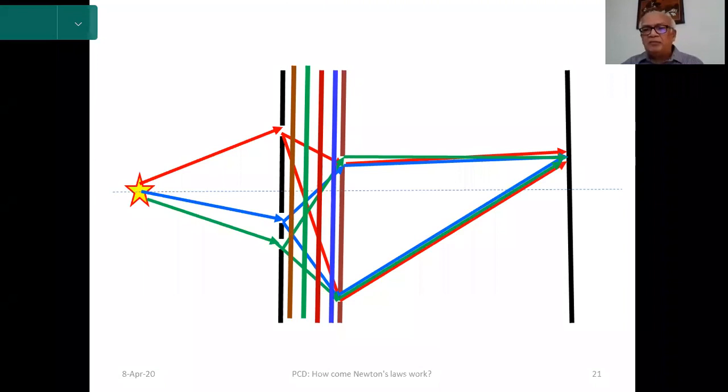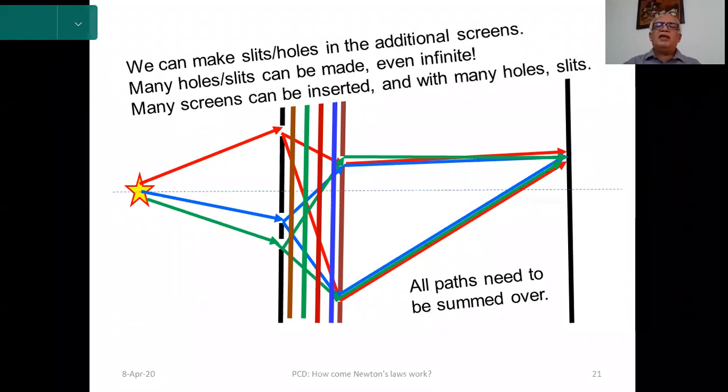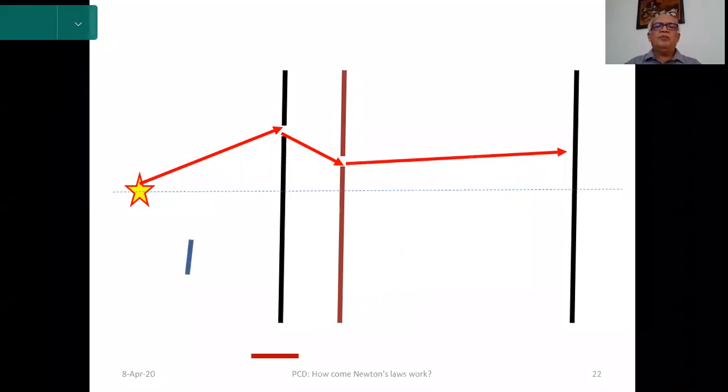So now consider some more parts. We put some more screens and we make more holes in it. We make one or two or more holes. We can put infinite slits and infinite holes. All right? And you can think of just about any alternative trajectory that either the light or the electron can take from the source to the screen, and it can take infinitely many different alternative paths, and you must sum over all of these. All right, all of these paths have to be summed over, and then you can construct the integration over these alternative paths.